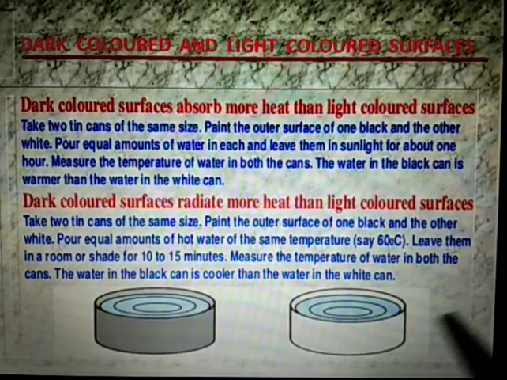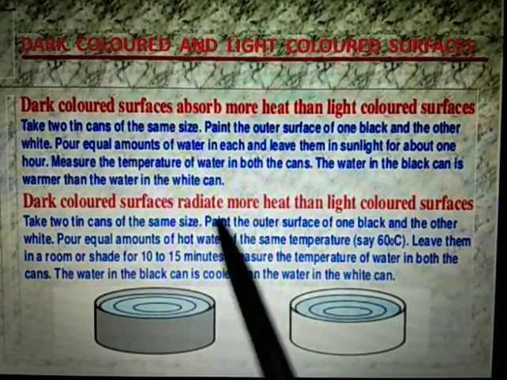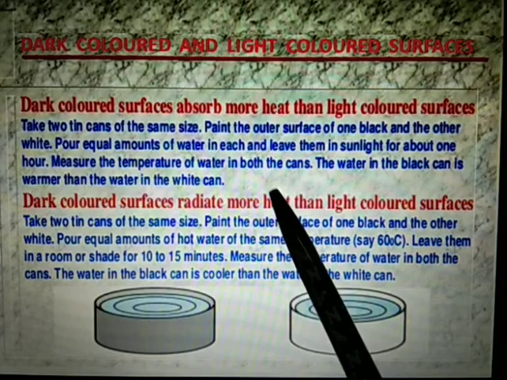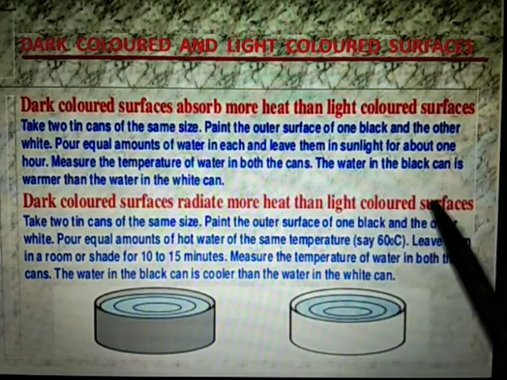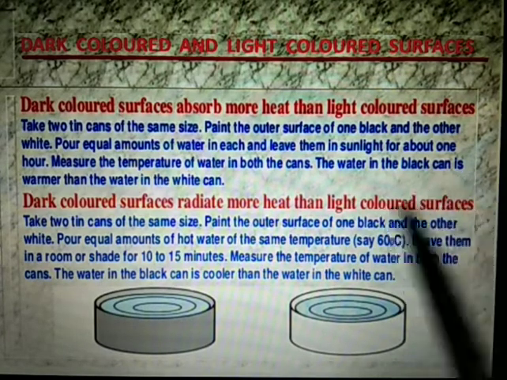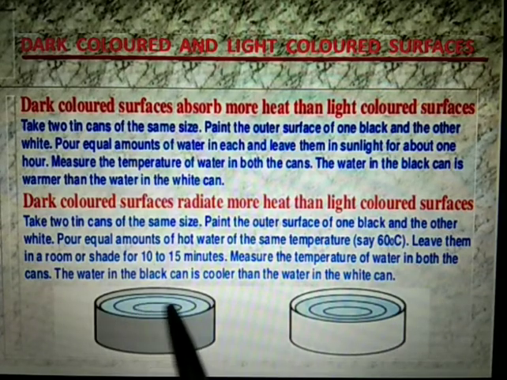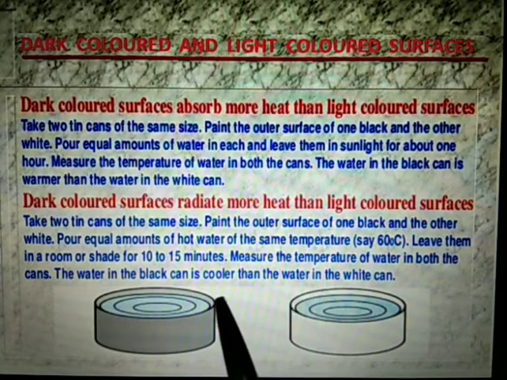Next is dark colored and light colored surfaces. Dark colored surfaces absorb more heat than light colored surfaces. This also we can understand with the help of an activity. What is the activity? We will take two cans, or you can say two containers, one painted black and one painted white.